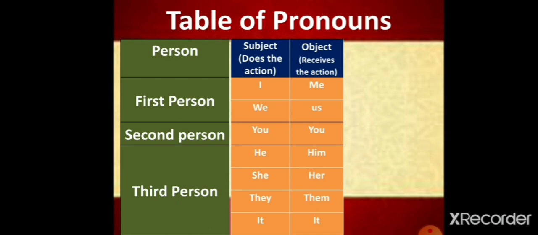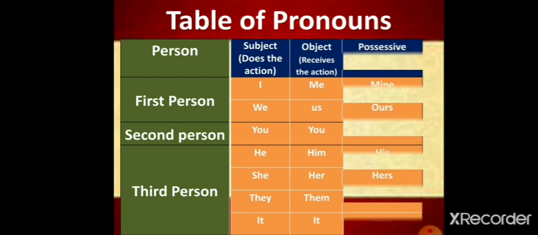Similarly, second person. They want to hit you. वो तुम्हें मारना चाहते हैं. So here you will be the object who will receive the action. Then is third person. They want to hit him, they want to hit her, they want to hit them, they want to hit it. Okay, तो जिस पे भी action होता है, the person or the thing which receives the action, that is the object, that is pronoun which has been used as an object.